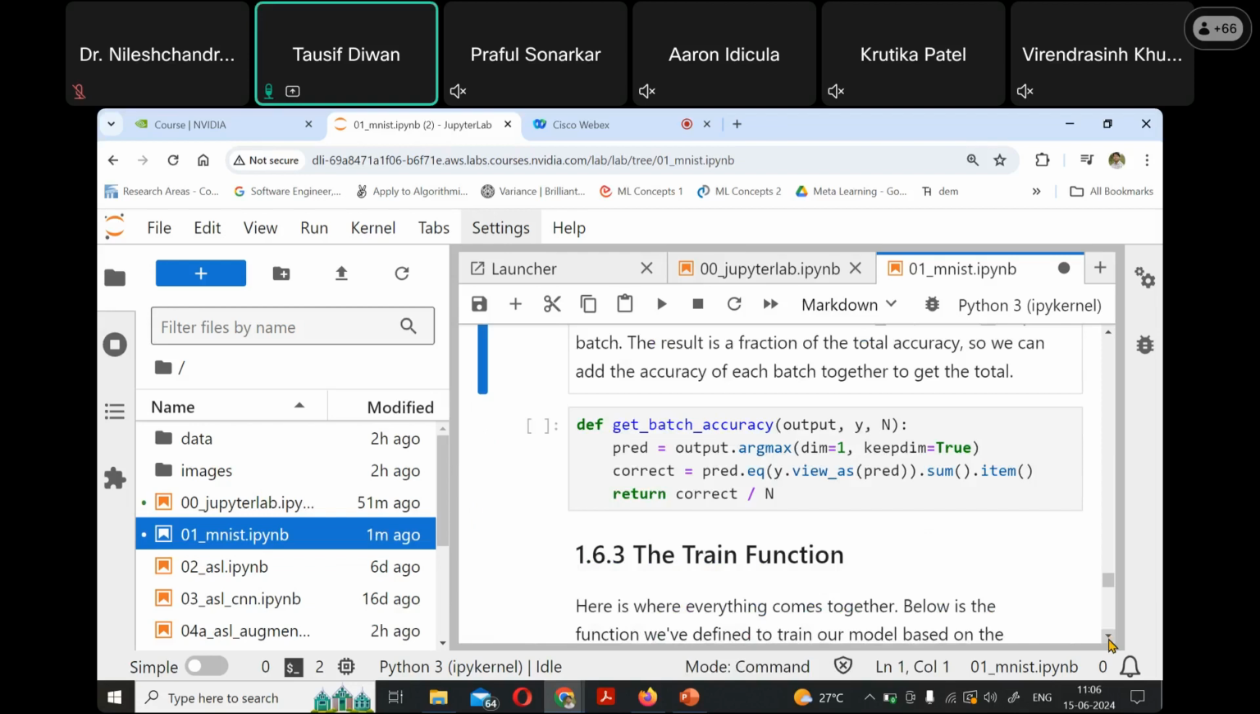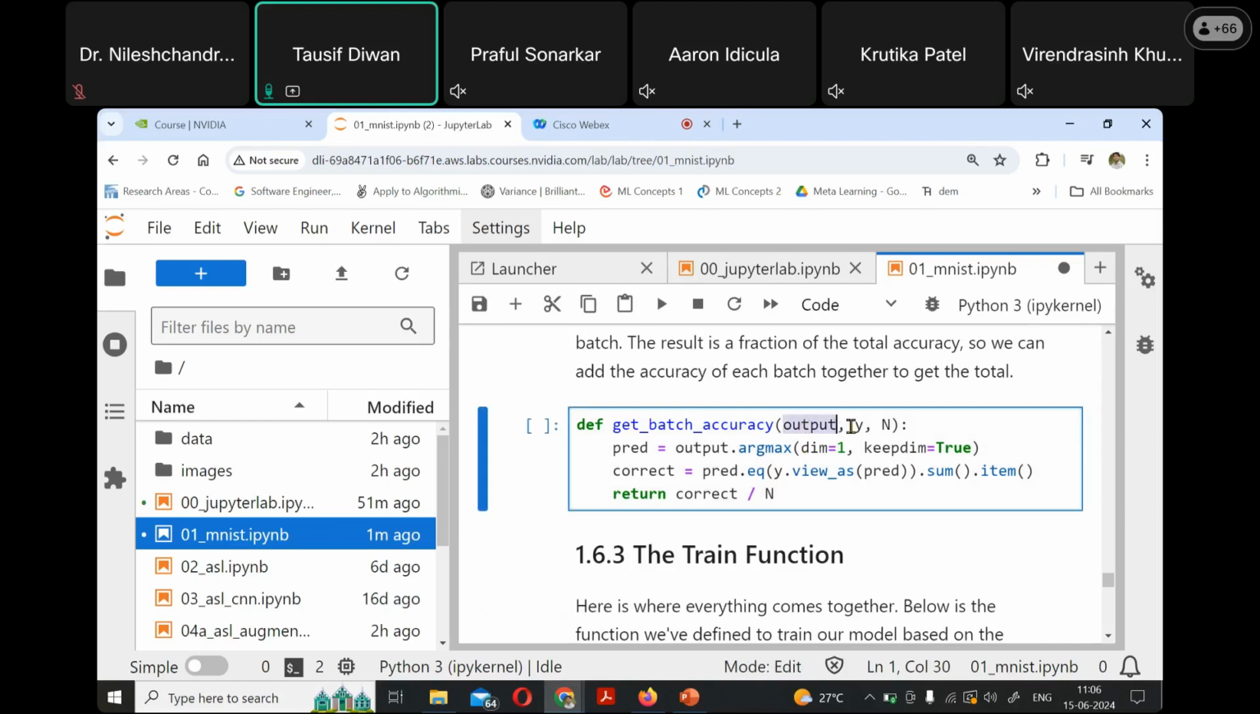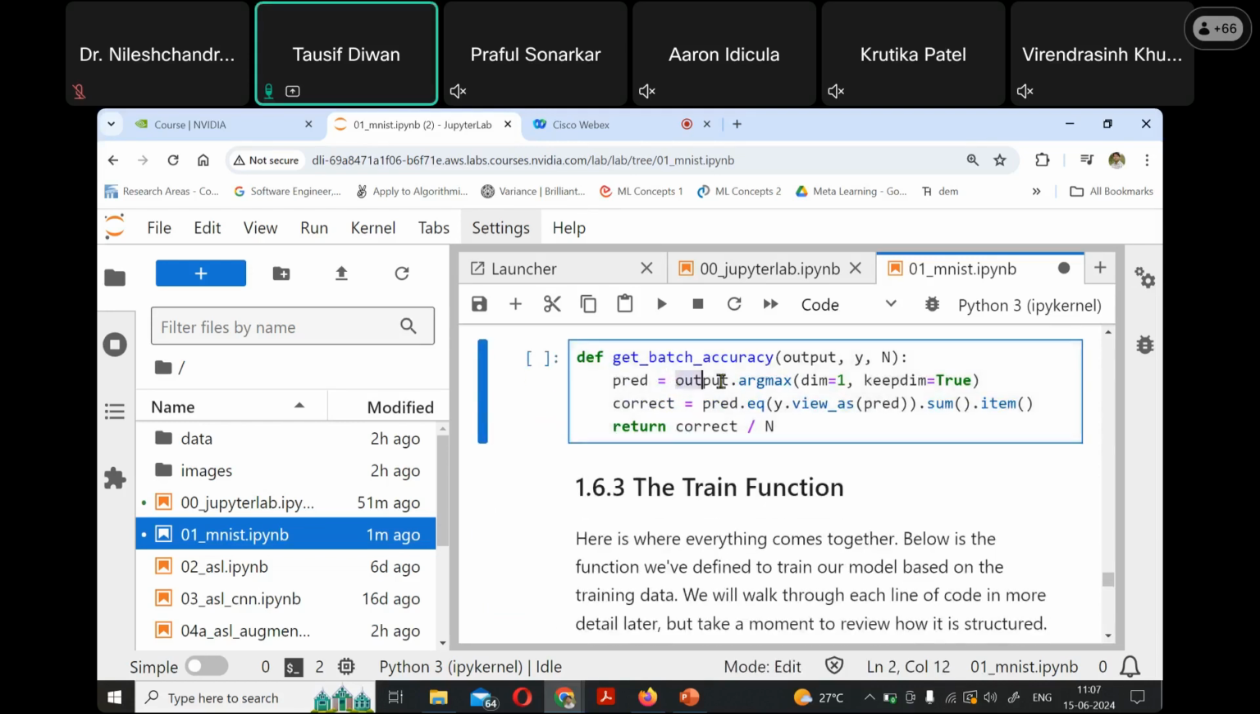This is a function that we are defining for calculating the batch accuracy, and there are three parameters that we are passing into it. One is the output, another one is the y, which is the actual label, and then n. What we are doing over here, first of all, is getting the maximum value for each and every sample of the batch. Just imagine that 32 outputs are generated. The length of one output is 10 because 10 neurons are there.